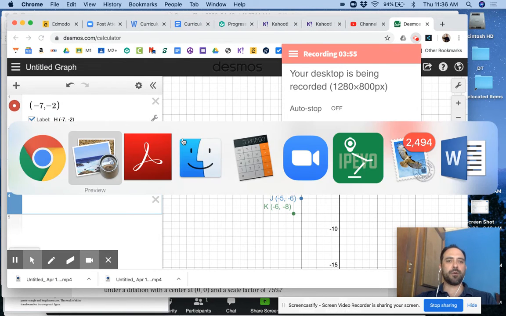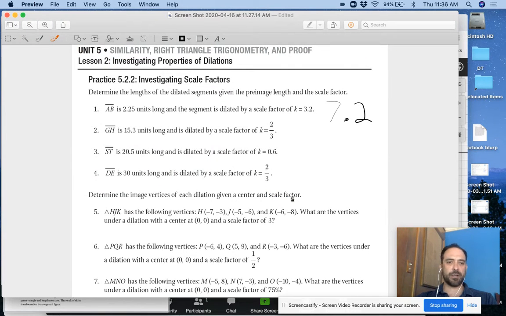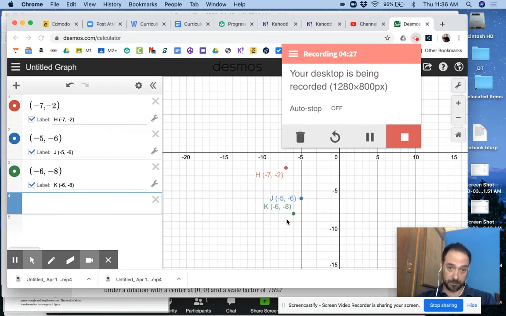All right, we're back recording here. I just set it up here on Desmos because I wanted to look at this. And I look at this, determine the image vertices of each dilation given a center. The center is important, and the scale factor. Okay, so if I look at this, for number 5, we have H, J, and K. And what I did here was, now we have to, one more thing here. It's always going to be about the center, honestly. What are the vertices under a dilation with a center of 0, 0? Scale factor of 3. Okay, so what I did was, look here.